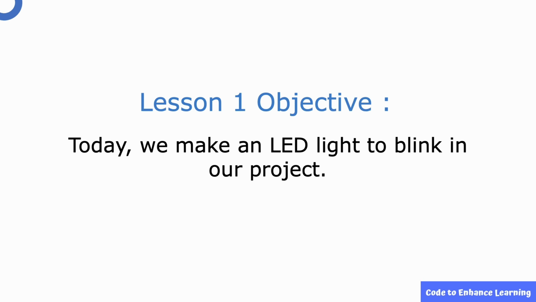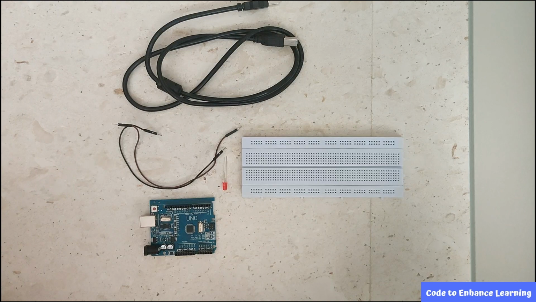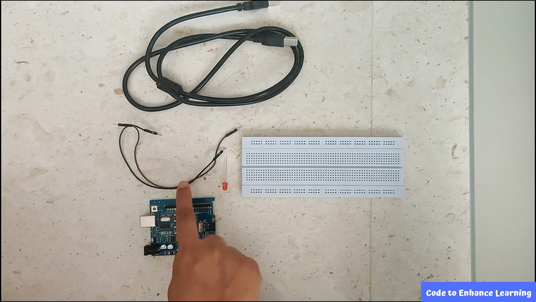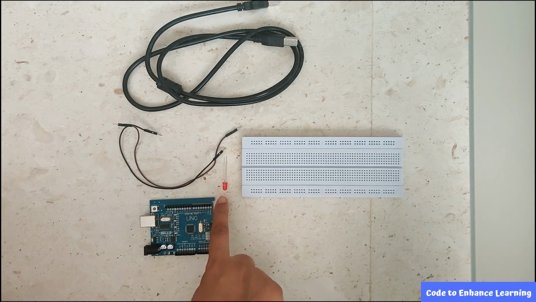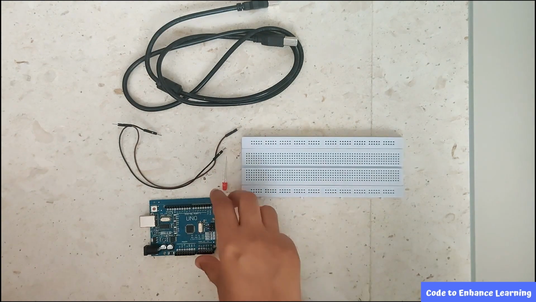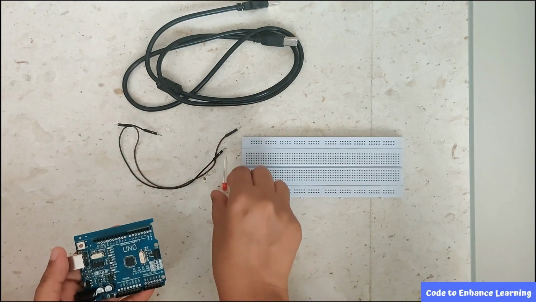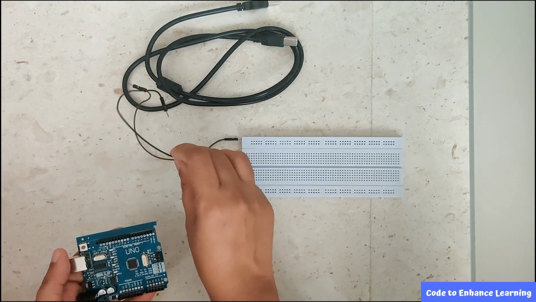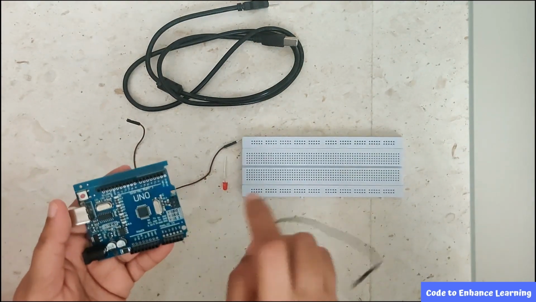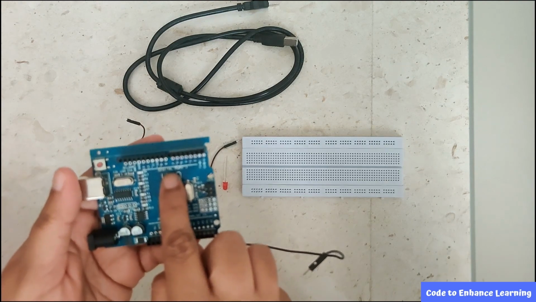Today, we make an LED light blink in our project. Let us look at the components we will need for our project. We will need the Arduino microprocessor, the breadboard, the jumper wires, the LED light, and the cable to connect to the computer. We will connect two jumper wires to the Arduino digital PWM, one to pin 7 and the other to GND, which stands for ground.